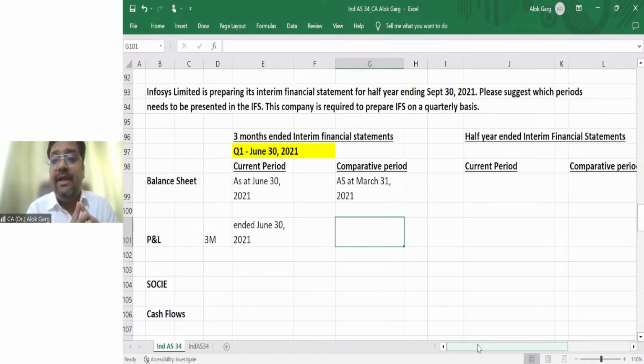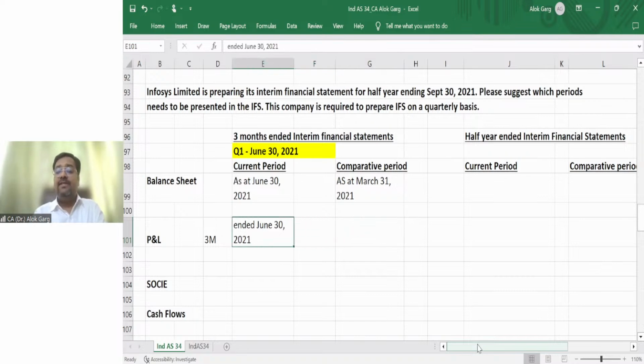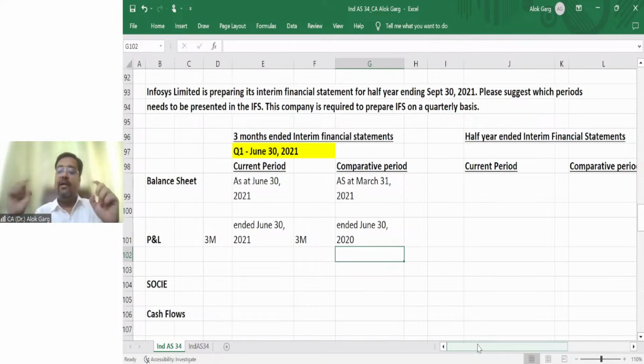But as far as P&L is concerned, it shows the performance. So the performance cannot be compared with the last year. It cannot be compared with March. So for comparing the performance, the period should be consistent. It will be 3 months ended June 30, 2020. The P&L should be for the same comparative period of the last year, right?